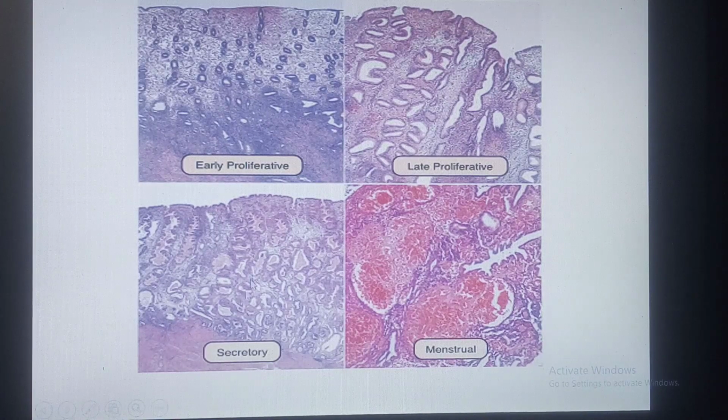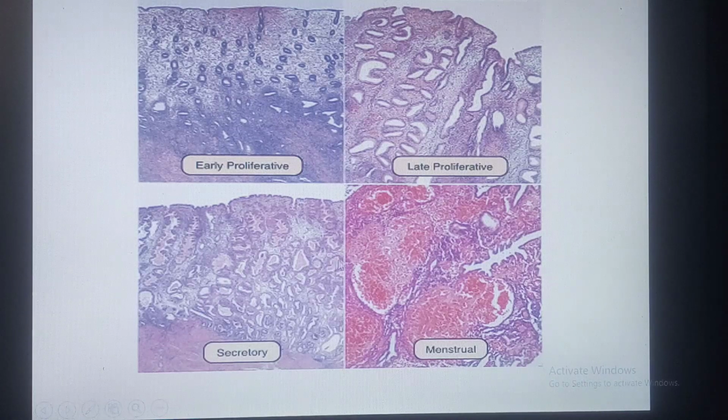Then around the secretory phase, they begin to make secretions, which are rich in glycogen. So that is what we are going to see in anticipation that there should be implantation. That's what we call decidual formation. There will be decidualization generally.